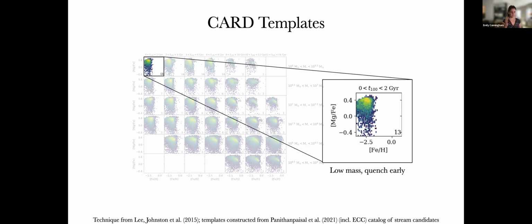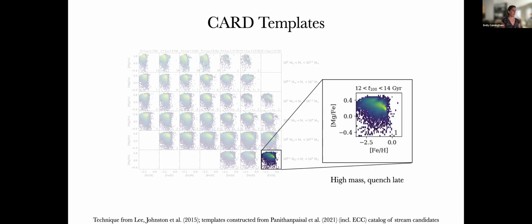It doesn't extend to high metallicity. This is what the distribution looks like in FIRE for a system like this. In addition, we can look at these higher mass systems that quench late. So that's what's in the lower right panel of this template. So this distribution, you can see it extends to high metallicity.